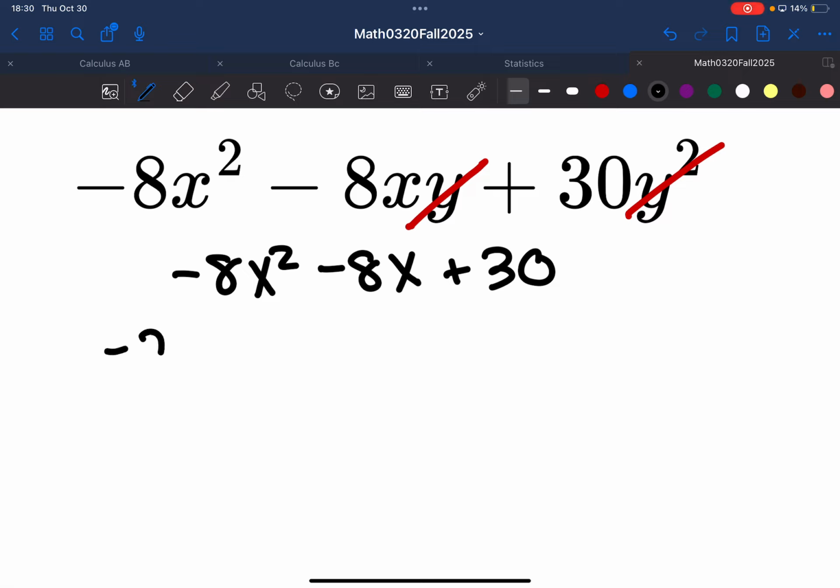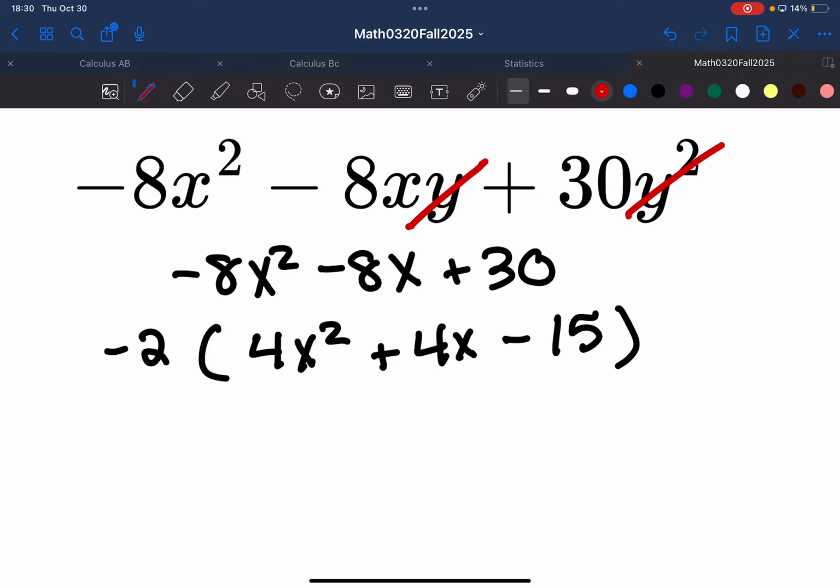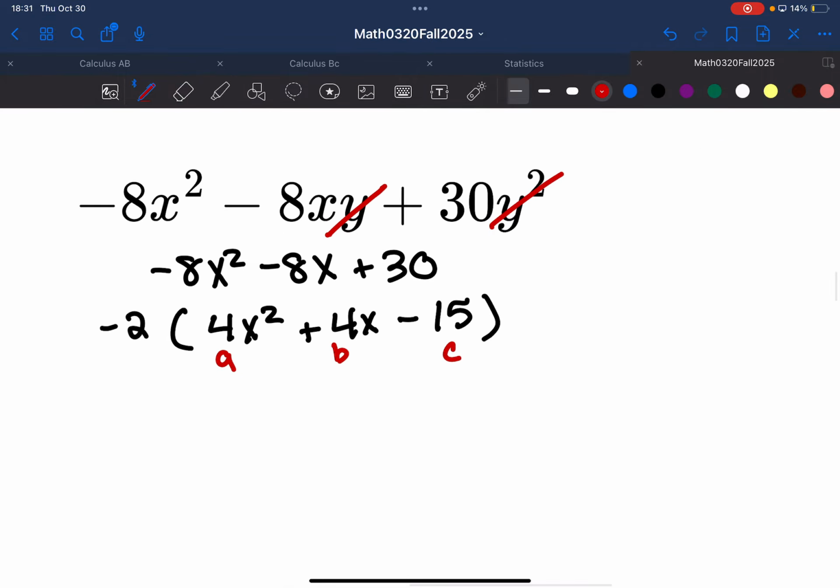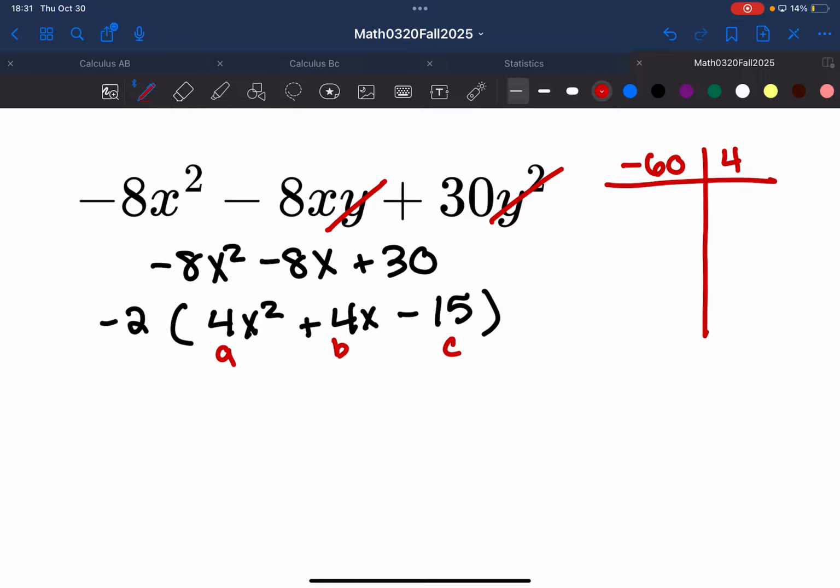What GCF besides the negative can we take out? Negative 2. So then I'm left with 4x squared plus 4x minus 15. Now I have my A, B, and C. My A times my C: 60 or negative 60? Negative 60, because of that negative 15. And our B value is 4. So two numbers that multiply to negative 60 and add to 4.